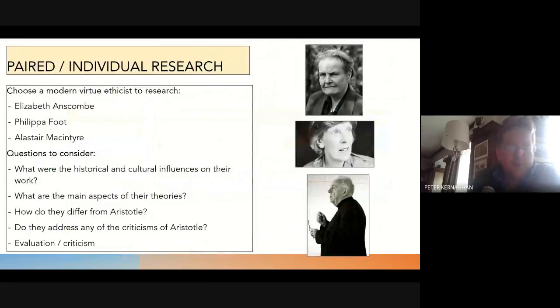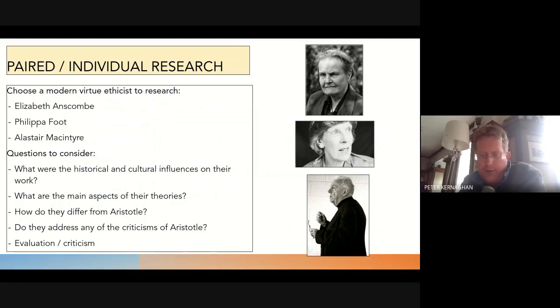Okay, right, let's move on then. So we want to learn today about these three guys. Very simple. We need to know what their historical and cultural influence is, what the main aspect of their theory is, how they differed from Aristotle, and do they address any of Aristotle's criticisms? Do they try and improve on Aristotle's theory? And then we need to do some evaluation of their contributions to it.